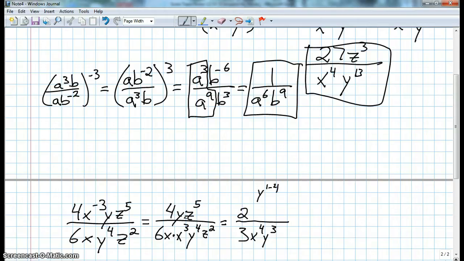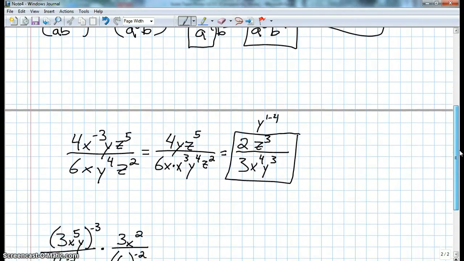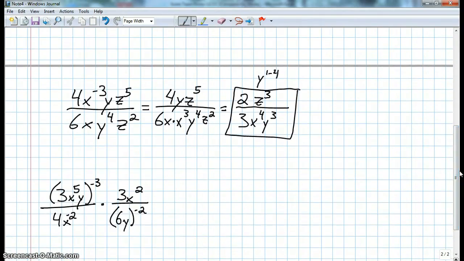And moving on to z's, there's 5 factors of z up here, 2 factors of z here, so we have z to the 3rd, and that would be my final answer. 2z to the 3rd divided by 3, x to the 4th, y to the 3rd. Okay, doing a couple steps at once. The last one's pretty challenging.